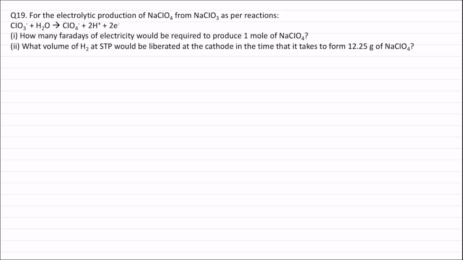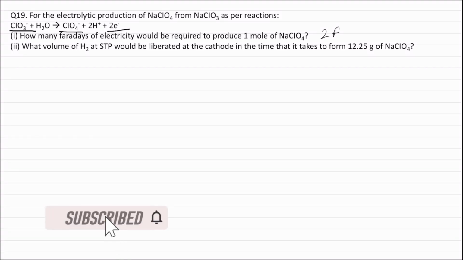As can be seen from this reaction, 1 mole of ClO3⁻ forms 1 mole of ClO4⁻ and liberates 2 moles of electrons. Now 1 mole of electrons is equal to 1 Faraday of electricity. Therefore, 2 moles of electrons will be equal to 2 Faradays of electricity. To produce 1 mole of NaClO4, 2 Faradays of electricity will be required.